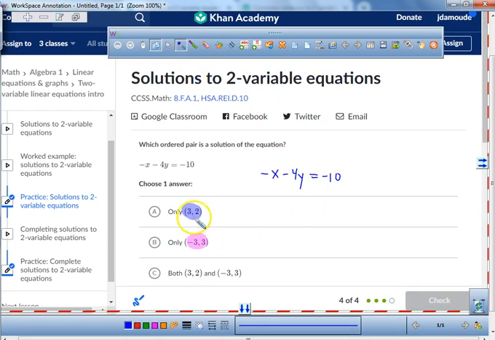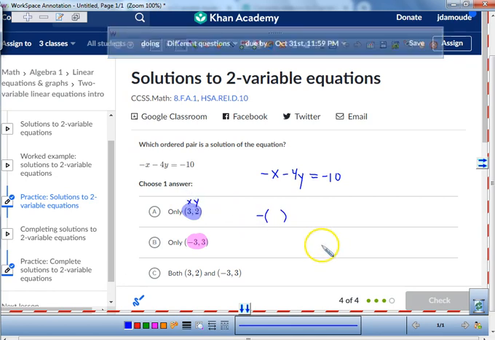So what we're going to do is test a 3 and a 2. So here we go. Negative, open parentheses. Remember, this is your x and this is your y. So what am I going to plug in for x? 3. Minus 4, open parentheses. What number am I going to plug in for y? 2. I agree. All right, there we go. That's all set up nice and neat.